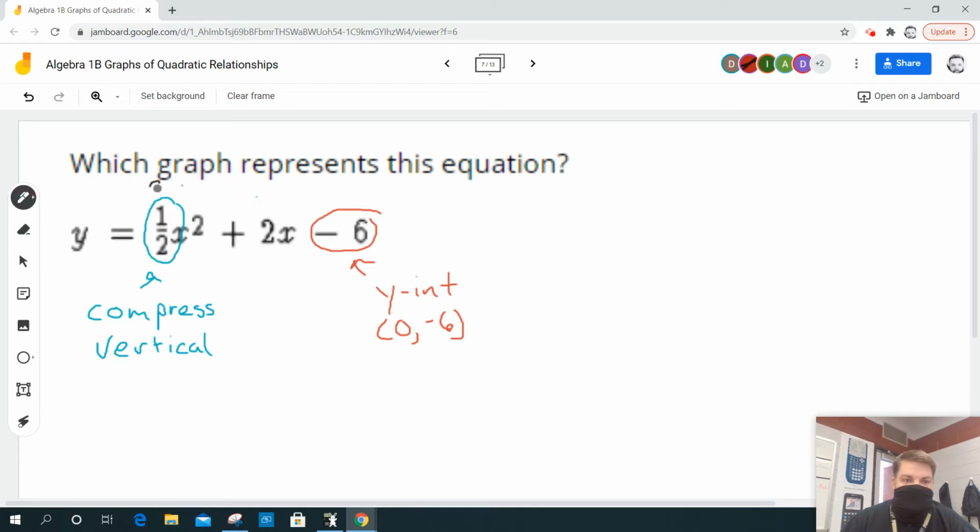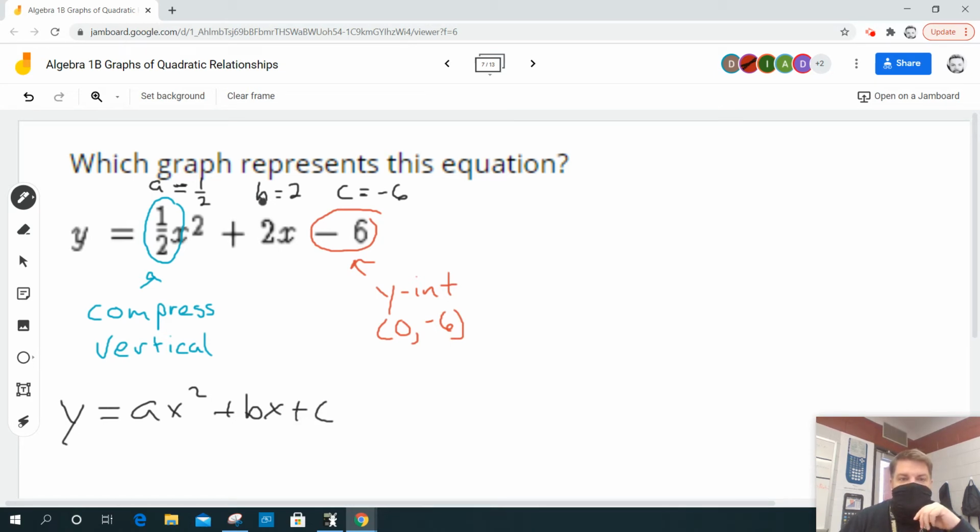All these things do something. A is my leading coefficient. A is 1/2. B is just the 2. And C is the y-intercept, which is -6. All right, so that's important. And I'm thinking in terms of y equals ax squared plus bx plus c.